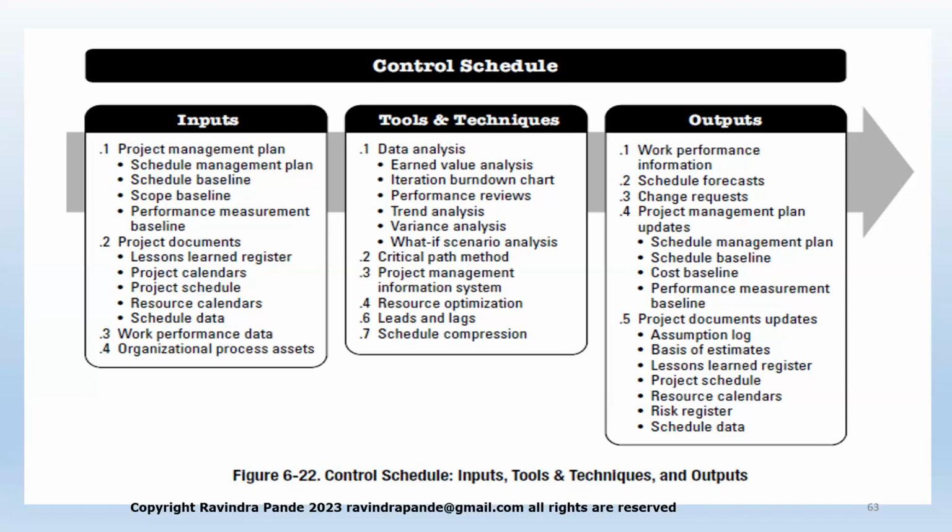Then we have variance analysis. Whatever we planned, are we deviating from that? If yes, then we need to find out why we are deviating. Is there any problem in performance?